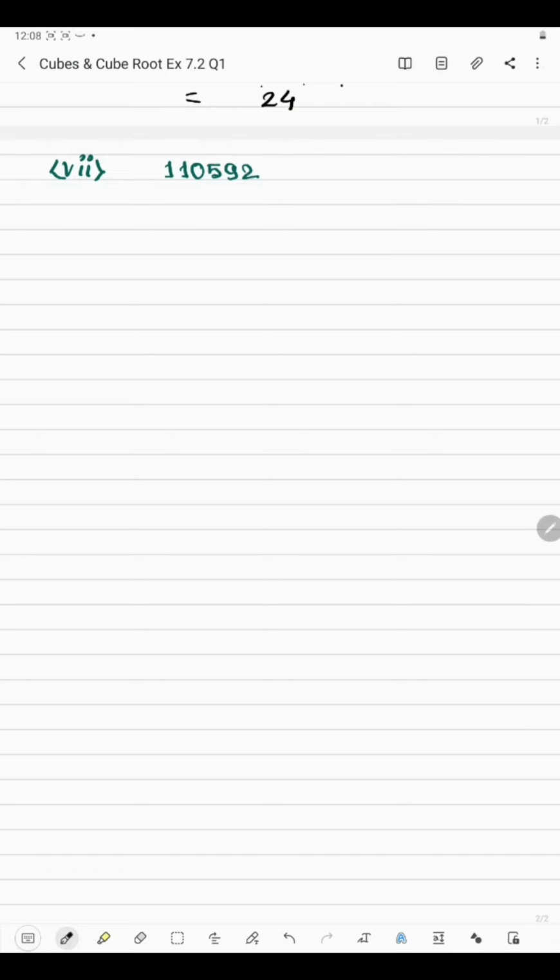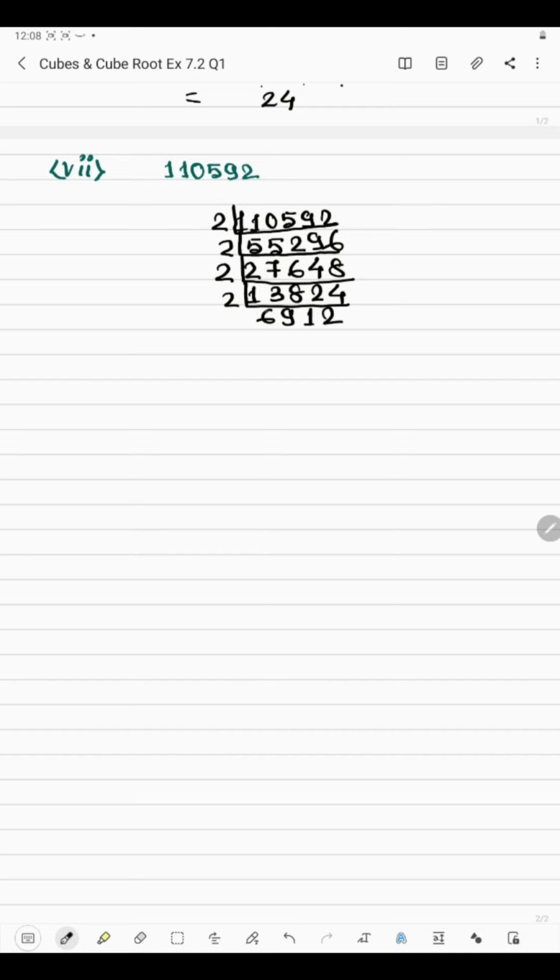Now in the next part we have 1 1 0 5 9 2. So we will have to find the prime factorization, and as the last digit is 2, it will be divisible by 2. 2 5s are 10, 2 5s are 10, 2 2s are 4, 2 9s are 18, 2 6s are 12. Again the last digit is 6, so it will be divisible by 2. 2 2s are 4, 2 7s are 14, 2 6s are 12, 2 4s are 8, 2 8s are 16. We'll take 2 again. 2 1s are 2, 2 3s are 6, 2 8s are 16, 2 2s are 4, 2 4s are 8. 2 6s are 12, 2 9s are 18, 2 1s are 2, 2 2s are 4.